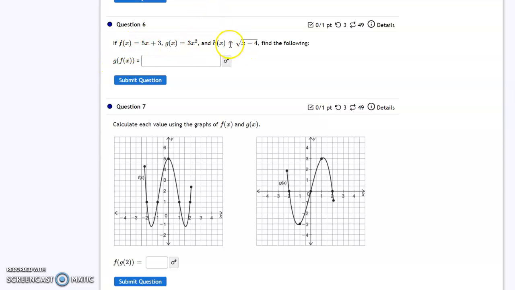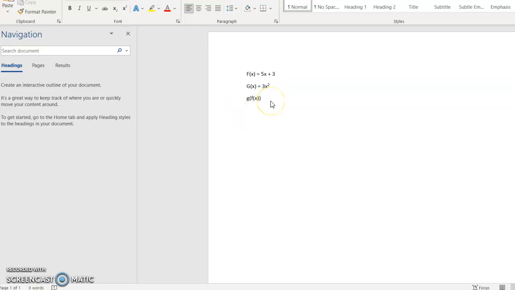Notice that h doesn't play any role at all. It's just extra information. So let's find g of f of x, and I'm going to go ahead and bring both of these over to a Word document so I can write on it and show you how to do this. So let me write these down. Okay, so I've brought them over to the sheet here.